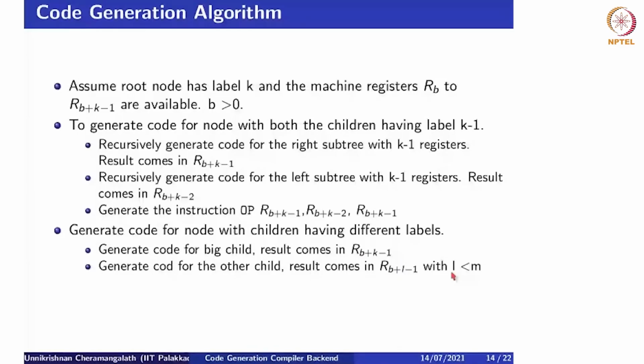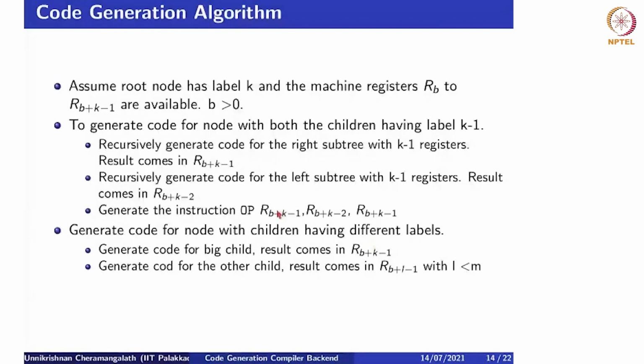So if you look at both nodes having label k minus 1, assuming B is 1, the right subtree will be coming in R k minus 1, R k, because if B is 1 it is minus 1 and B will be related to 0. And R k, you have the right subtree, R k minus 1, you have the left subtree. And this second part is to generate code for nodes with different labels.